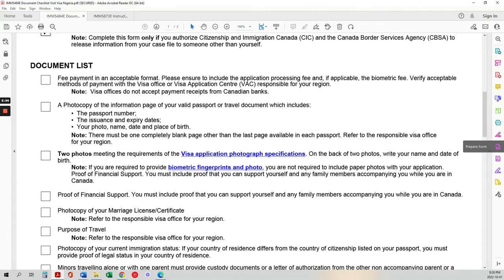A photocopy of the information page of a valid passport or travel document, which includes your passport number, the issuance and expiry dates, your photo, name, date, and place of birth. Note there must be one completely blank page other than the last page available in each passport. Refer to the responsible visa office of your region.